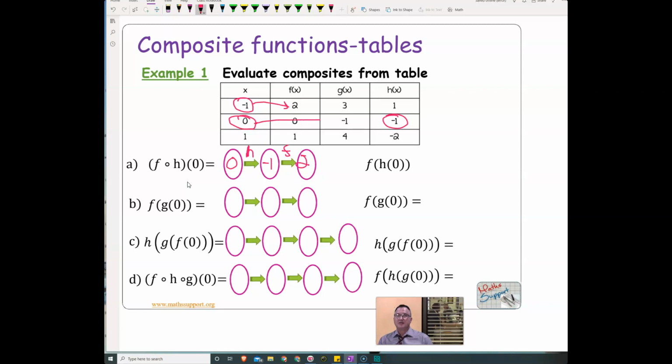So we kind of did this. It went here, and then we took that, and it went right there, and we got 2. And the way we'd express that is h of 0 was -1, and then f of -1 was equal to 2.